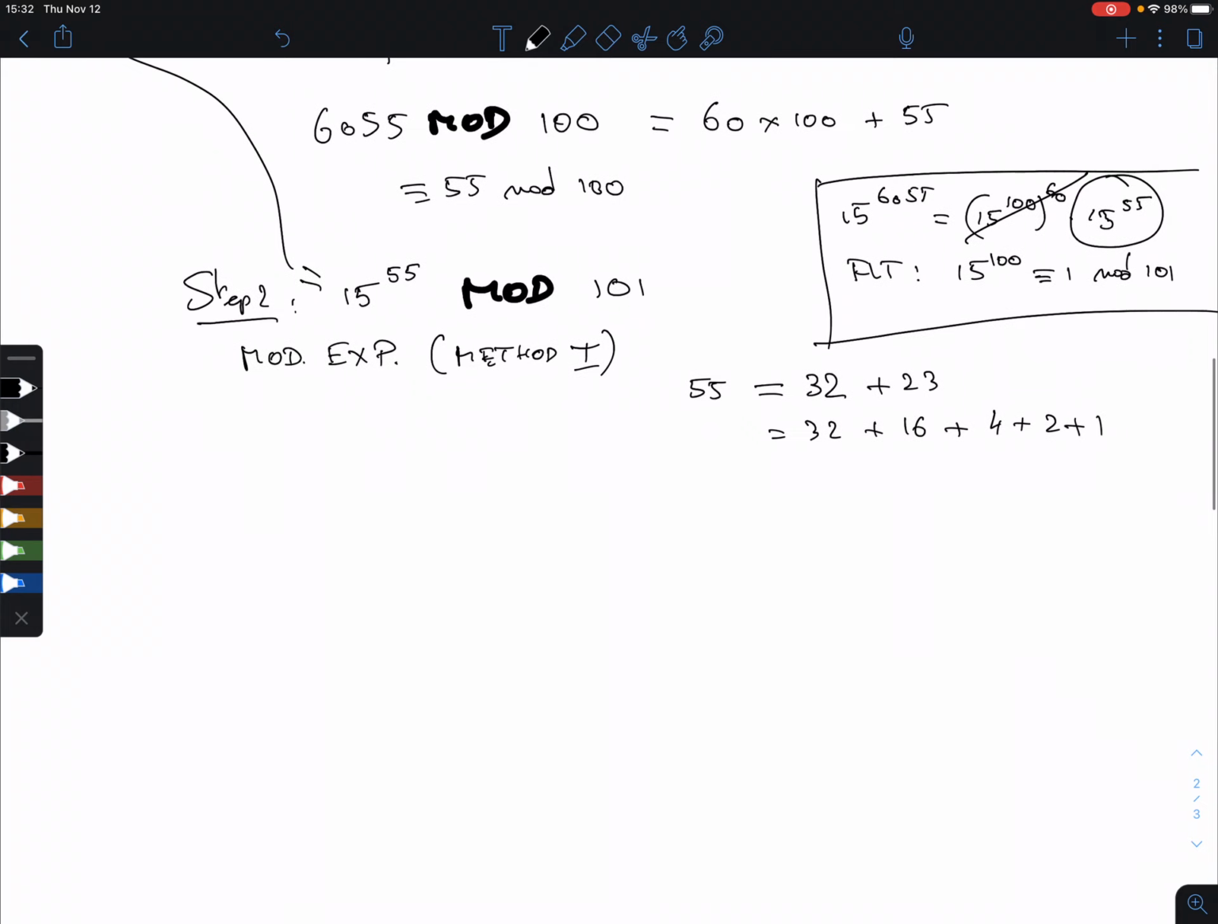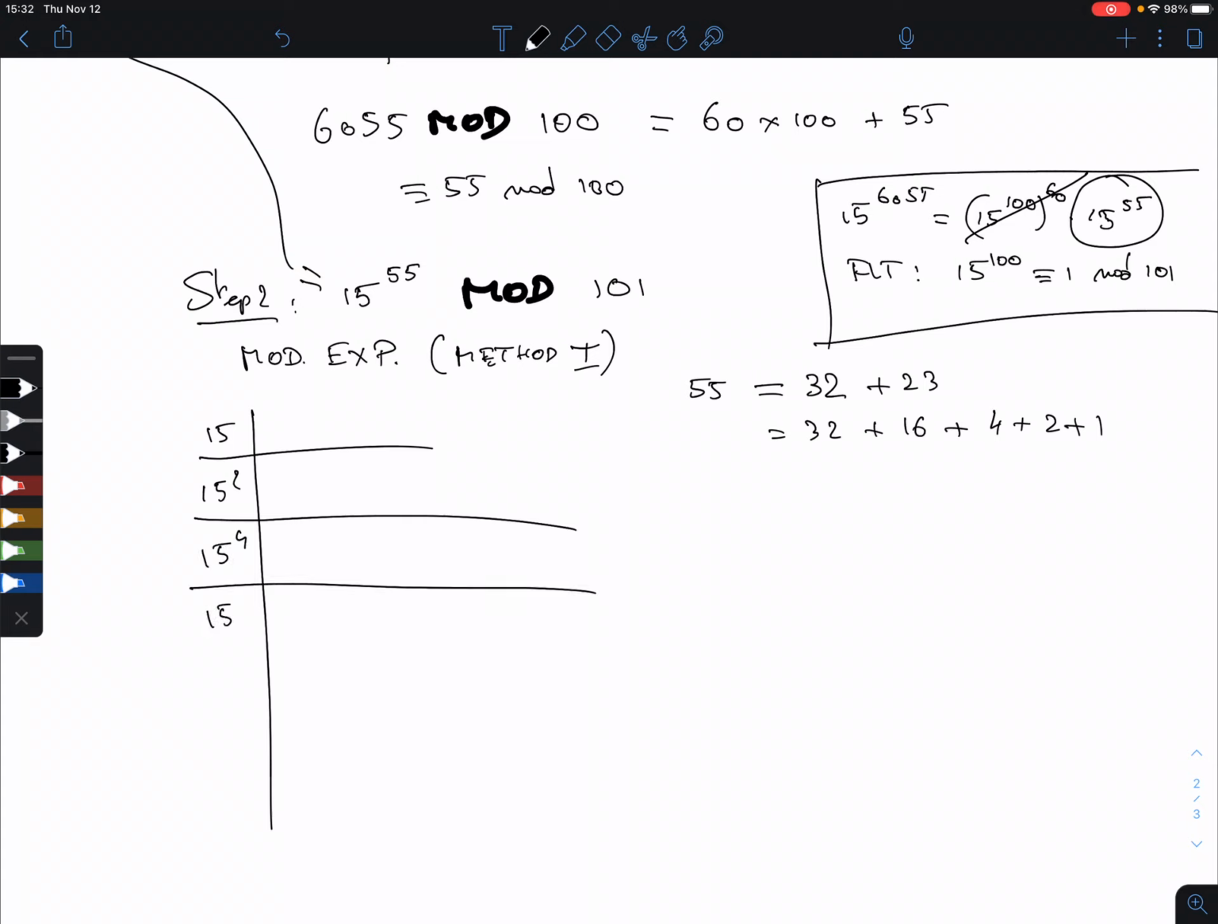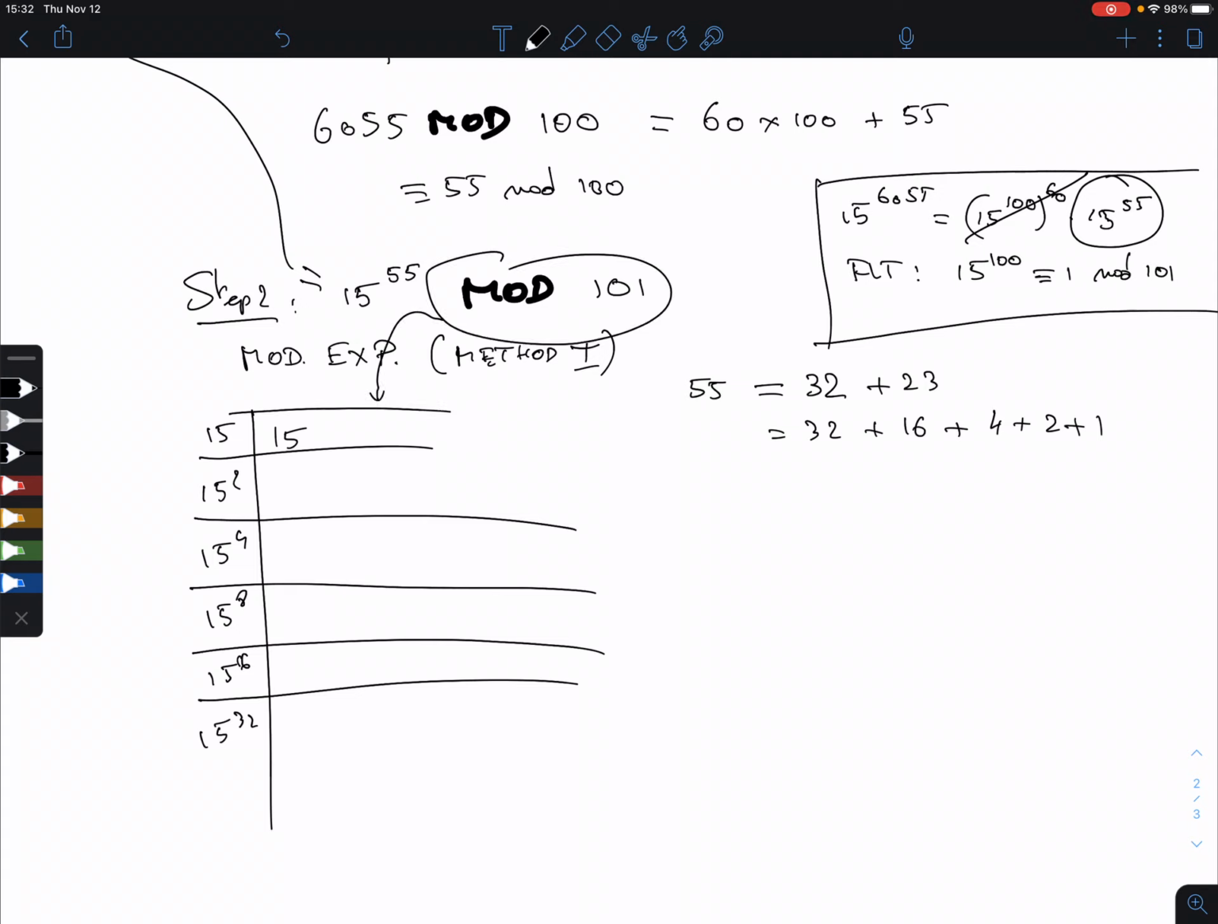Okay. Then we go, this is 15 to the power 1, sorry, 15, 15. The base is 15, not 55. Don't confuse base with exponent. So this is 15, and this is 15 squared. This will be 15 to the 4th, 15 to the power 8, 15 to the power 16, and finally 15 to the power 32. Okay, that is of course just 15, and this is of course always modulo 101. We will always work modulo 101 here, okay?